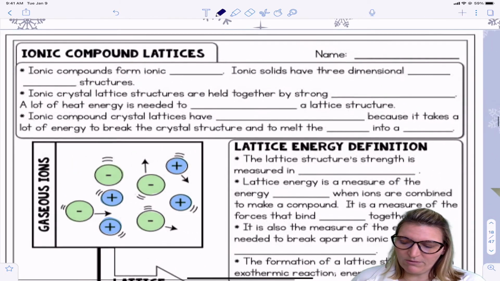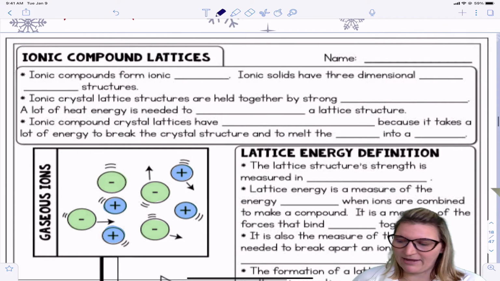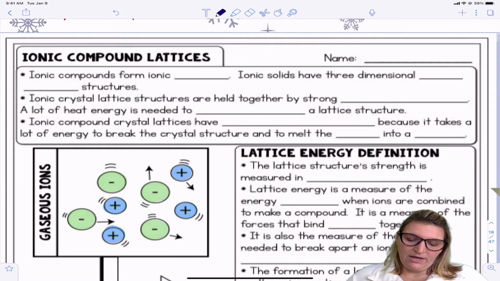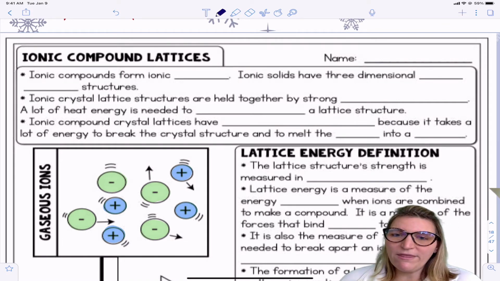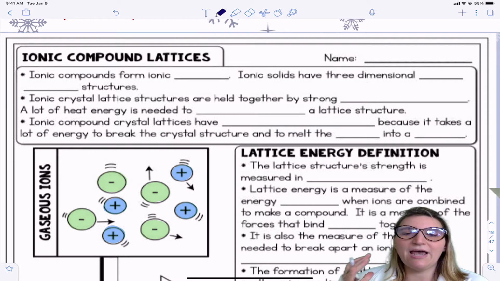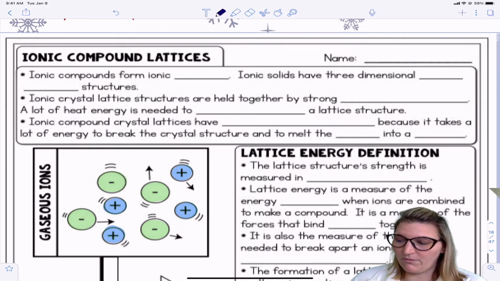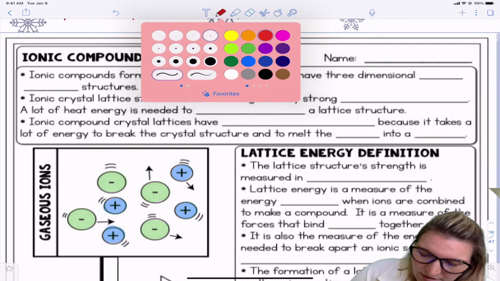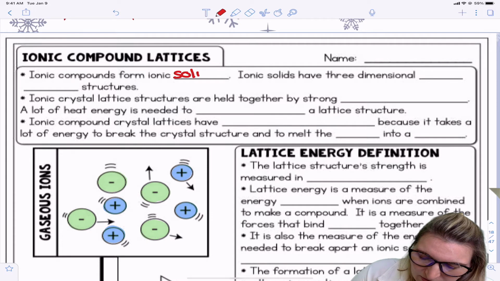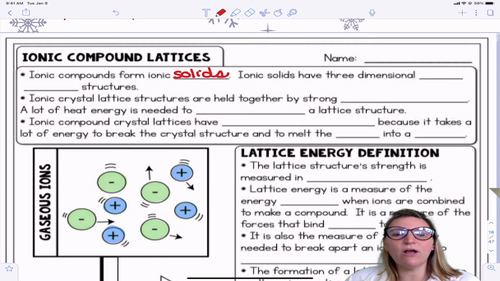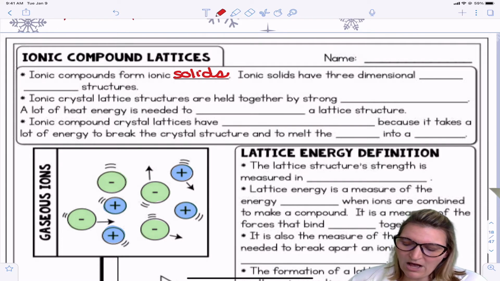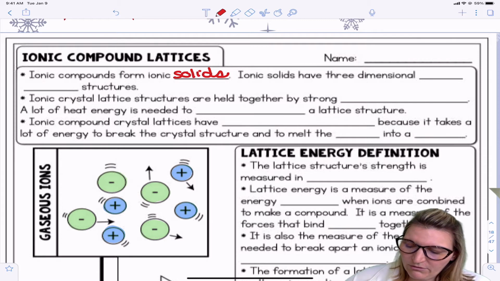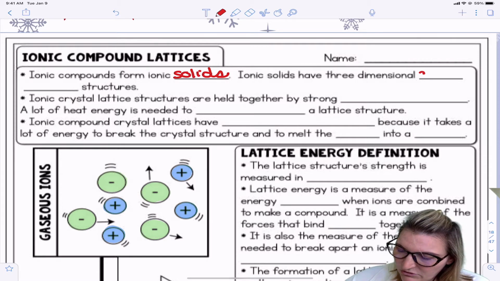So we're going to talk a little bit more about that crystal lattice. One thing that is important is that ionic compounds form ionic solids. At room temperature, all ionic compounds are solid, and we're going to notice that they have very high melting and boiling points. Ionic solids have these three-dimensional crystal lattice structures.